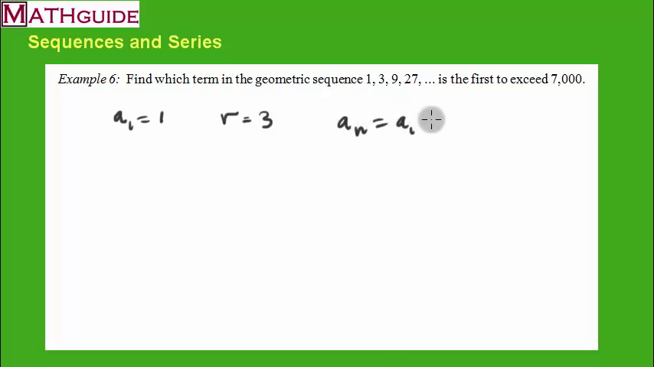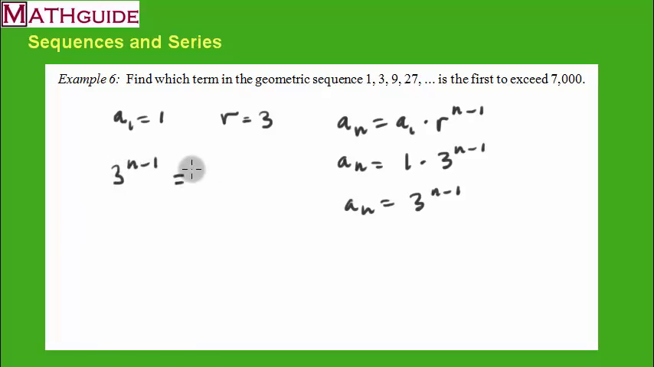So this is the way the explicit formula works, right? Just pull this right off your notes. So you take your first term, you multiply it by your common ratio to the n minus 1. When you multiply by 1, it doesn't really change anything. Okay, so I know this is how I arrive at any nth term. Now, I do know that I want this nth term to be greater than 7,000. Okay, well, let's figure out when it's equal to 7,000.